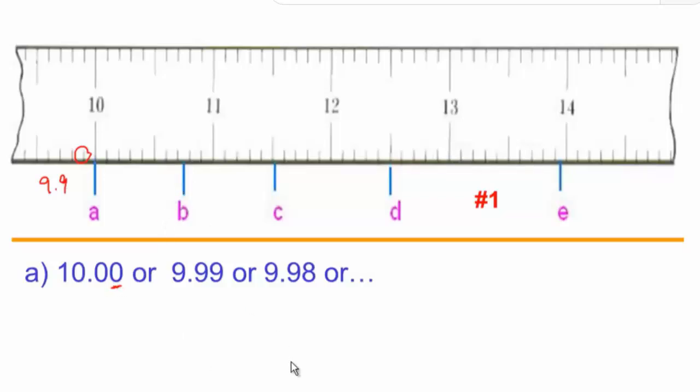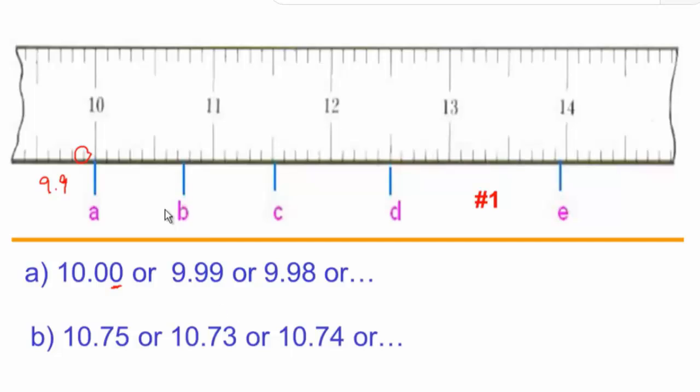Okay, how about B? Now if you look at B, you can see it's somewhere between 10.7 and 10.8. This subdivision represents 0.7 and this subdivision represents 0.8. So it's between 10.7 and 10.8.